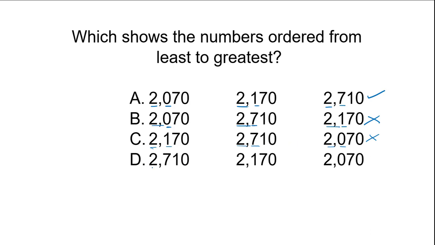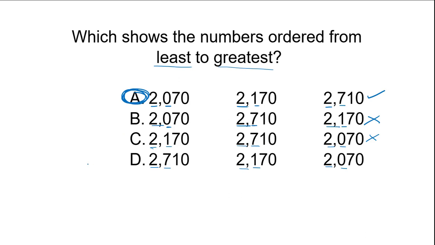Let's try D. 2 in the thousands place, 2 in the thousands place, 2 in the thousands place, 7 in the hundreds place, 1 in the hundreds place, and then 0. This is actually showing greatest to least. D is showing greatest to least, and if you weren't reading carefully, you might want to choose that one, but that's not the correct order. The correct order, as I chose before in the first option, is A. A is the correct order, showing least to greatest.